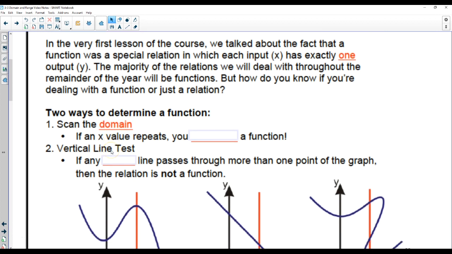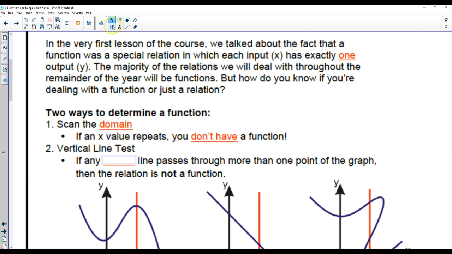What I mean by that is look through all your possible x values. Domain, you may remember from middle school, is all the x values of a set of ordered pairs. So look through the domain. If there are any x values that repeat, you don't have a function. If x repeats and those two x's or three x's or however many have different y values, then you don't have a function.